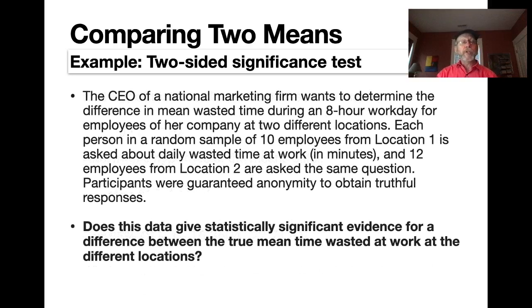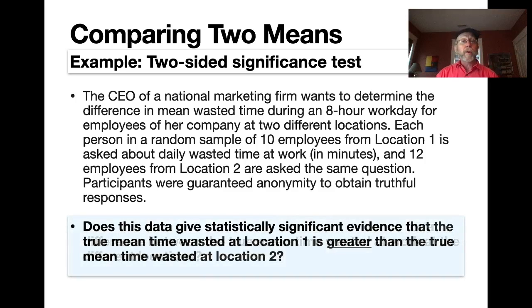Why don't we change the question a little bit, though, so we can see what happens in a one-sided significance test. Instead of asking do the means differ, why don't we ask whether the individuals in location 1 spend more time on average goofing off than do individuals at location 2.